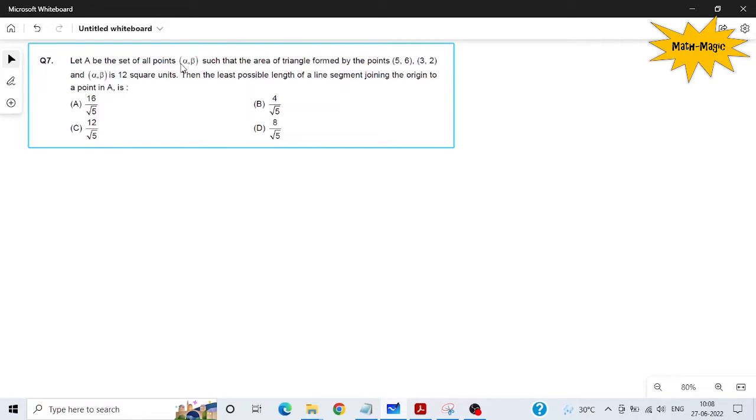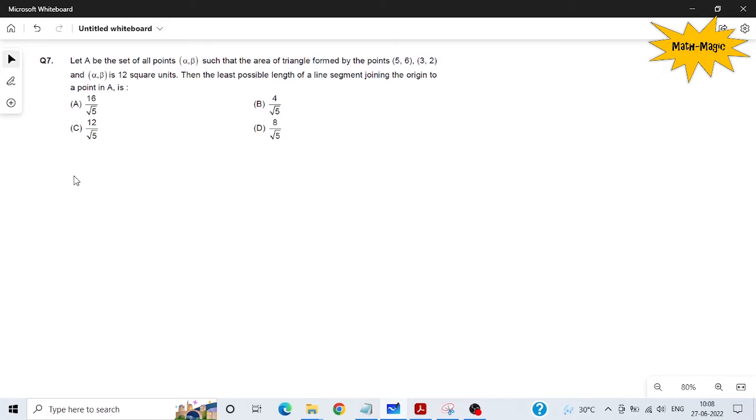Let A be the set of all points (alpha, beta) such that the area of the triangle formed by the points (5, 6), (3, 2) and (alpha, beta) is 12 square units. Then the least possible length of a line segment joining the origin to a point in A is?